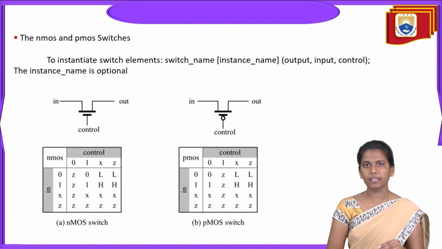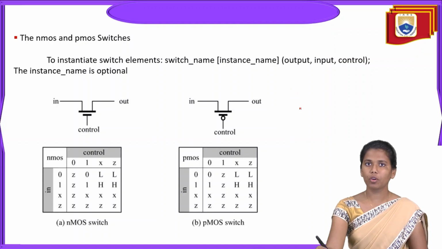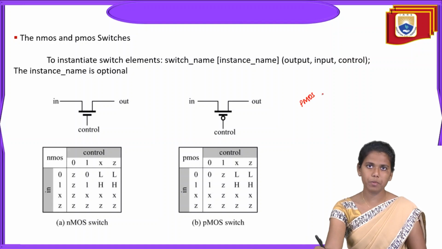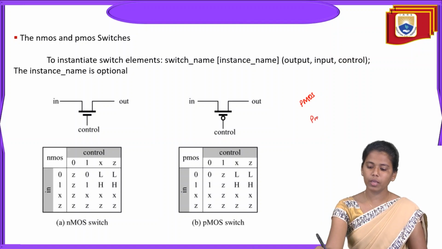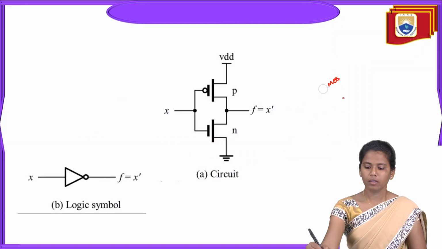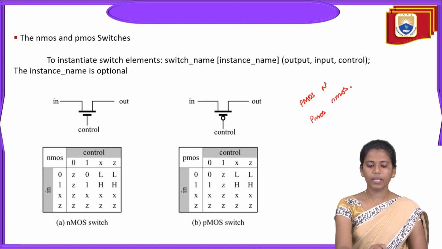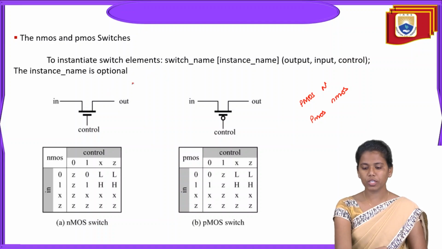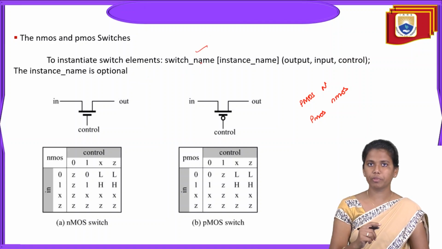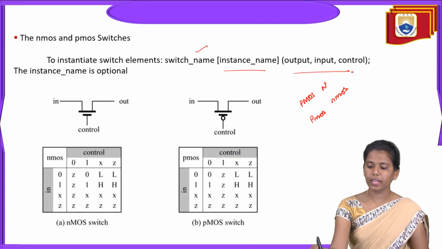When you are writing code based on switch level modeling, remember the keywords. If your switch is a PMOS switch, then your keyword must be pmos, and if your switch is an NMOS, then your keyword should be nmos. To instantiate each switch element, we have the switch name, followed by the instance name, followed by the port list.